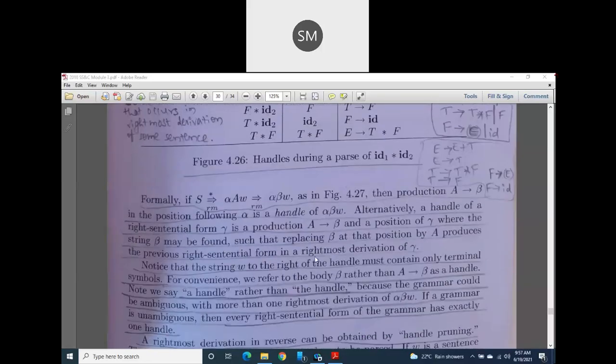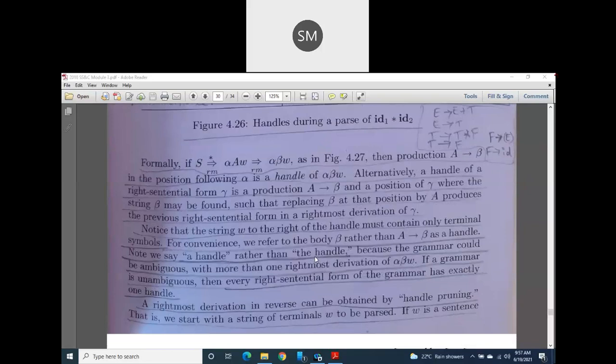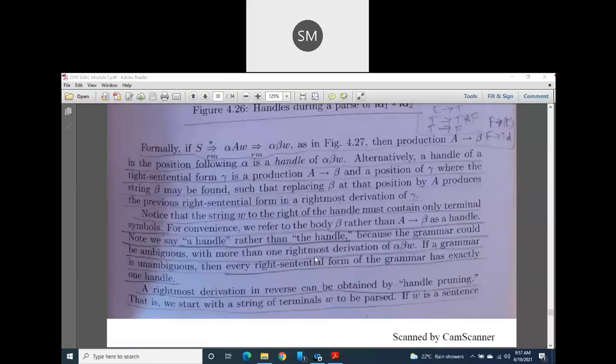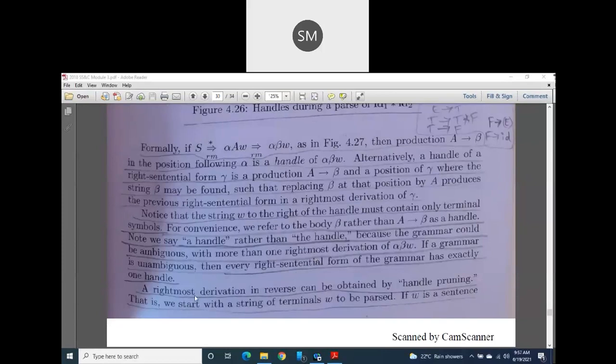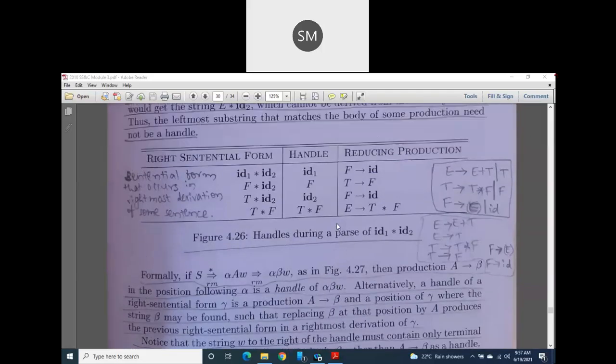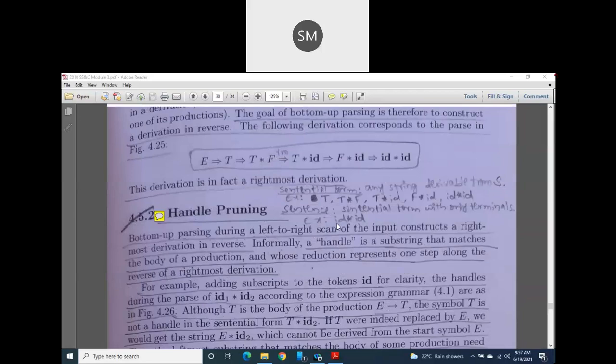Now the question is pruning. Prune means what? Cut. So how to cut it? The rightmost derivation in reverse order can be obtained by handle pruning. Handle pruning means that here, whatever you have done, is the rightmost derivation in reverse order.